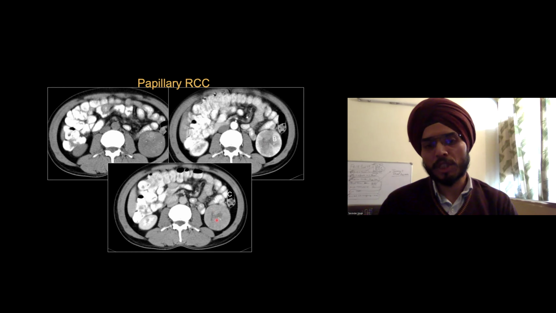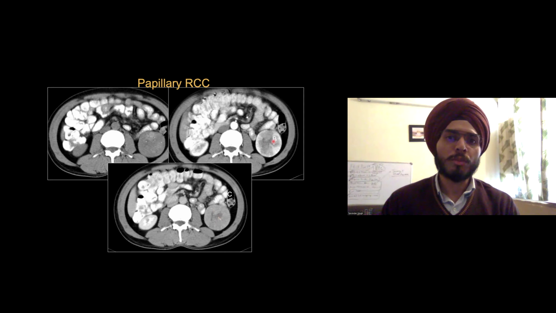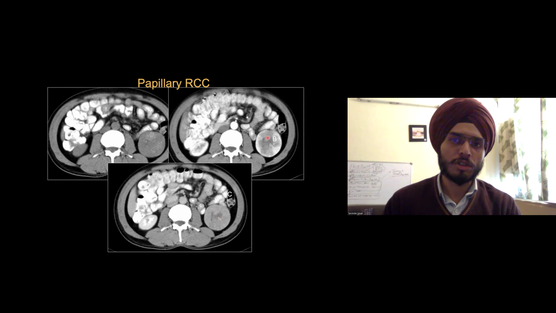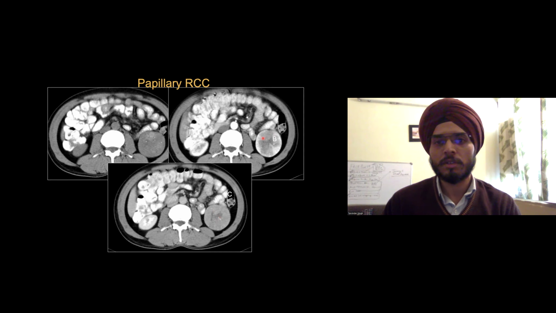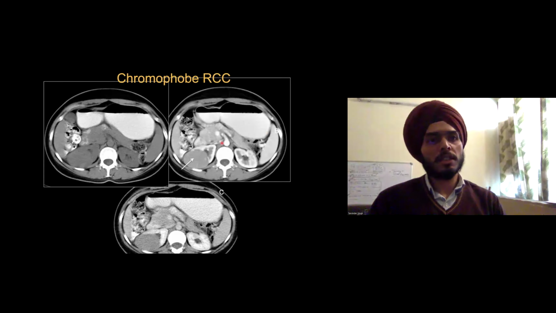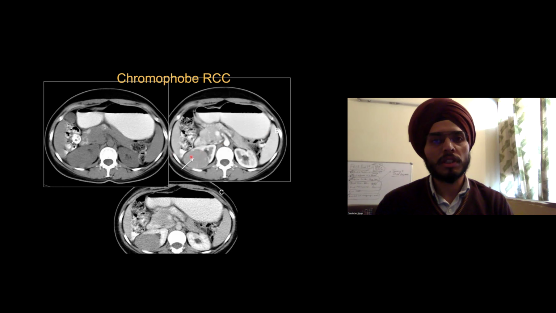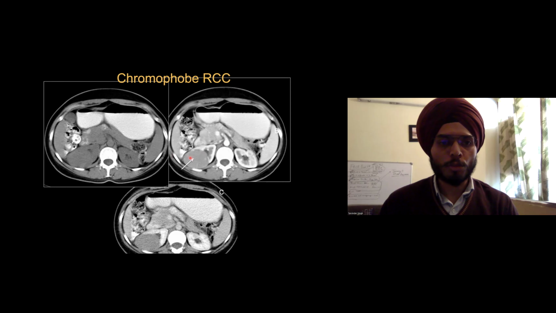So this feature, hypo-enhancement, is a very important feature of a papillary RCC and chromophobe RCC, which we will discuss in the next slide. The important point to note here is the heterogeneity of the lesion. This appears quite heterogeneous, so this is a papillary RCC. Now, coming to the next case, this again is a hypo-enhancing lesion arising from the right kidney mid-pole. In comparison to the previous case, the lesion is relatively homogeneous, and this is a chromophobe type of RCC.